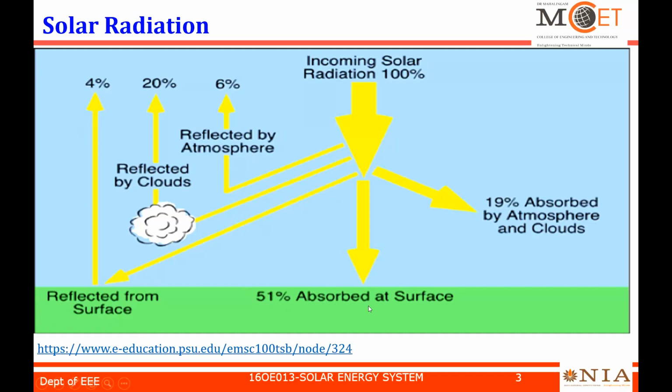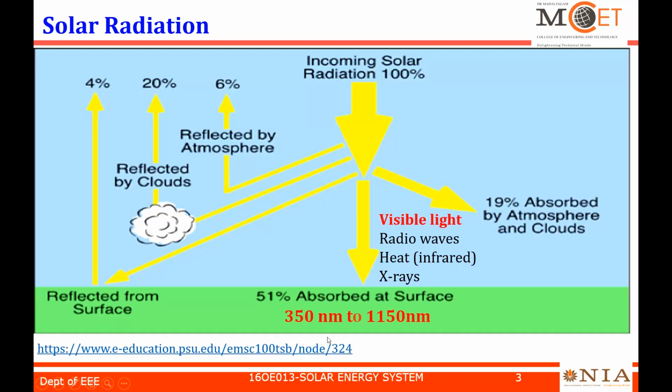Here, 51% is absorbed by the Earth's surface. All of the 51% of the incoming solar radiation is not converted into electricity. As we have discussed, the incoming solar radiation has a different electromagnetic spectrum: visible light, radio waves, heat, X-rays, and so on. Of this, only the visible light spectrum can be converted into electricity. The visible light spectrum has a wavelength range of 350 nanometers to 1150 nanometers. Only this range can be converted into electricity. The remainder cannot be converted into electricity.